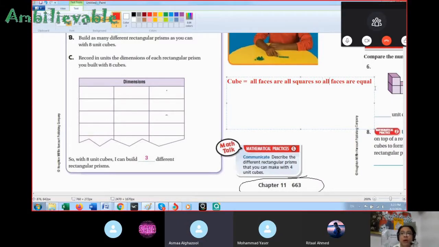While a rectangular prism, all faces are rectangles, but not equal. Okay, you have to remember that one. Understand?